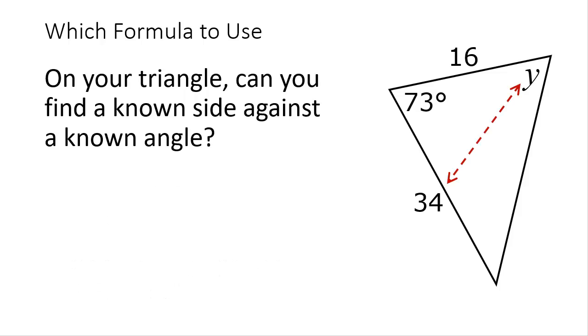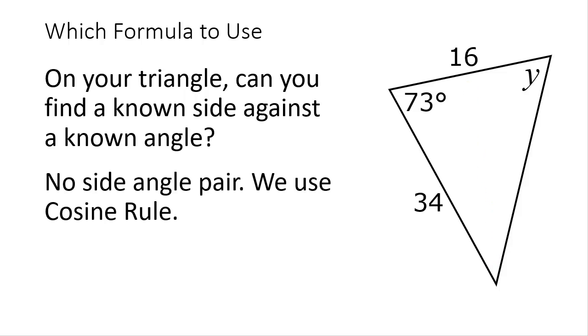No, the unknown angle is opposite a known side. The known angle is opposite an unknown side, and the other known side is opposite an unknown angle. So we do not have a known angle versus a known side, which means we cannot use the sine rule. We have to use the cosine rule to solve this triangle.